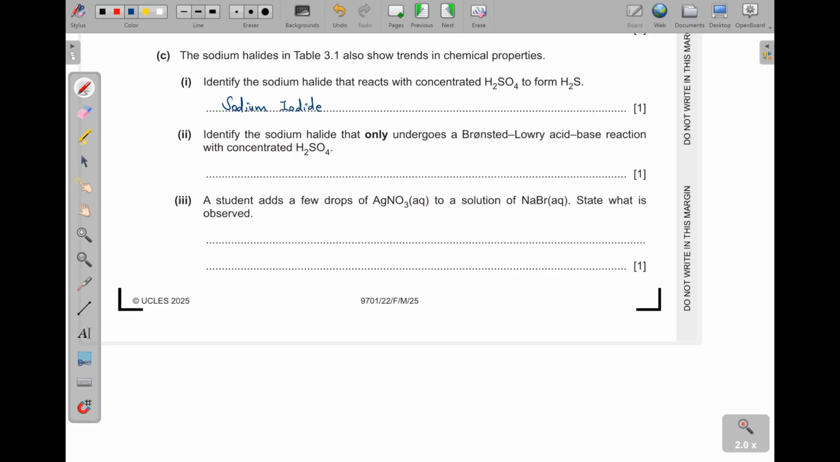This is what happens. Let me write something here. You get sodium iodide reacting with conc sulfuric acid. So the first reaction is acid-base. So this one loses one hydrogen from here. And then we get sodium hydrogen sulfate, then plus hydrogen iodide.